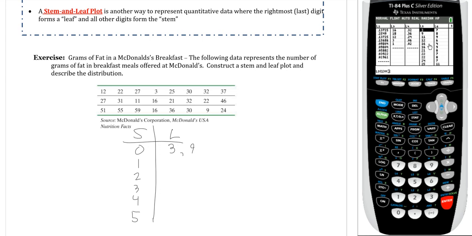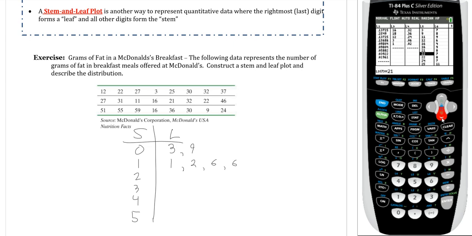For tens, I have 11, 12, and 2 16s. So I have 11, I have a 12, I have a 16, and I have another 16. Yes, I am going to represent both versions of 16 as their individual digits. For 20s, I have 21, 22, 22, 24, 25. So I have quite a few 20s.